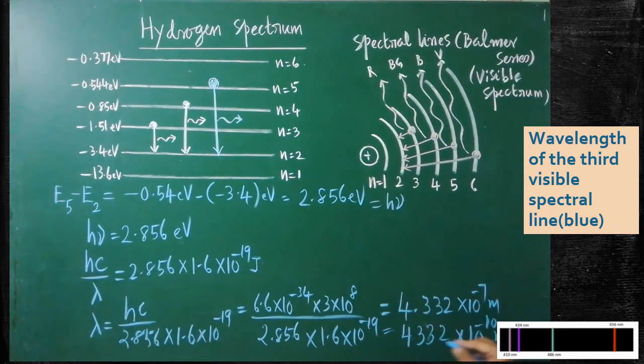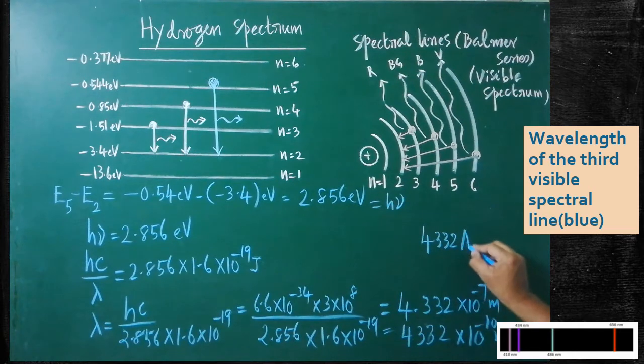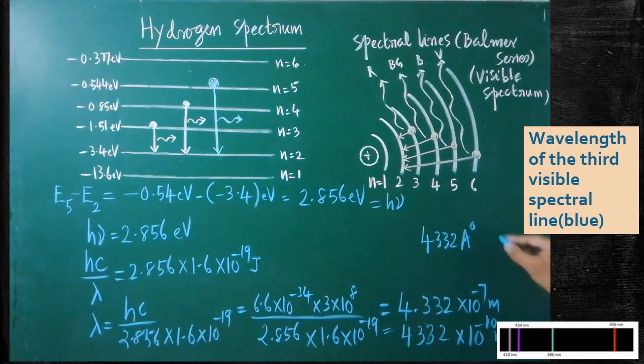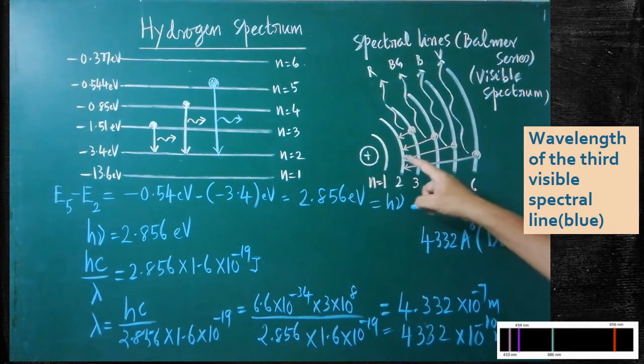This is equal to how much? 4332 Angstrom unit. If you look at the spectral line chart, the wavelength chart, from there we can find that the emitted line will be blue in color. Are you clear? Blue color light is emitted when the transition takes place from the 5th orbit to the 2nd orbit.